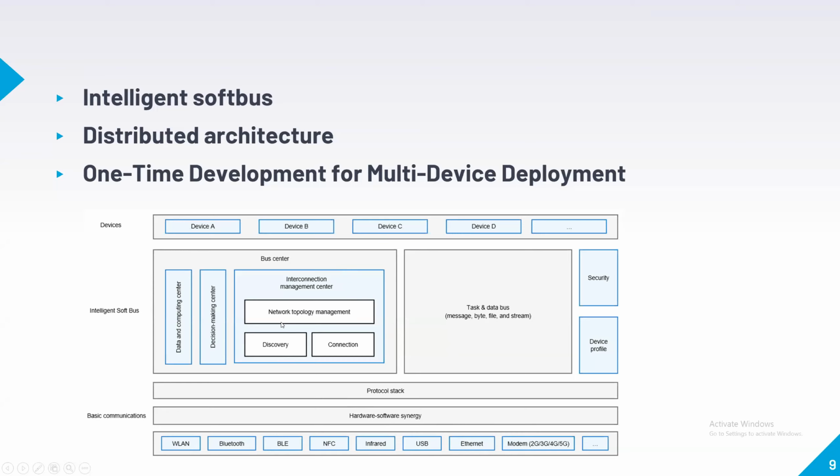we dictate the network topology that is used. It also helps in discovery and connection. Based on the type of device and the type of data that needs to be transferred, the decision-making center and data computing center do this. I will take an example to explain how it does. And on top, we have multiple devices.